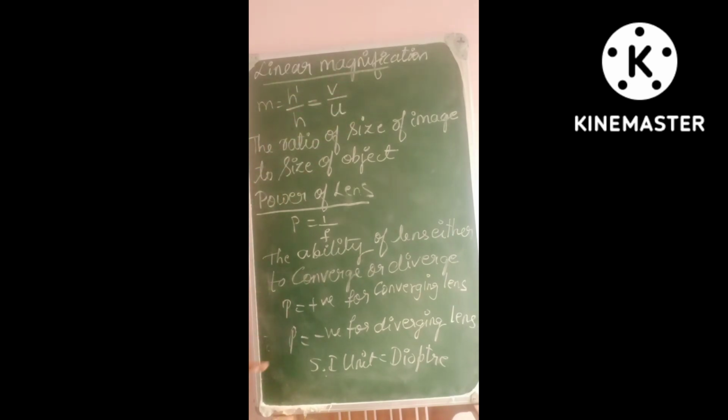Next term we are going to study is the power of the lens. It is represented by the capital letter P. Power of a lens is defined as the ability of the lens either to converge or diverge a ray of light, or in simple form we can define it as the reciprocal of the focal length. In the problems you will be asked to calculate the focal length when you are given the power of the lens. In that case we use this expression, which will be asked for 2 marks.